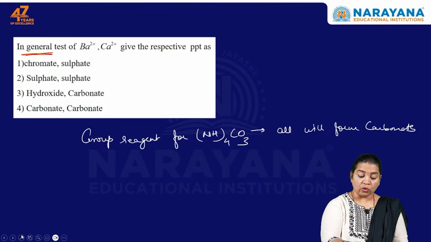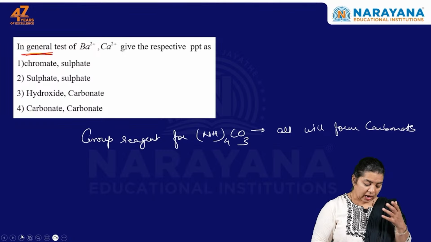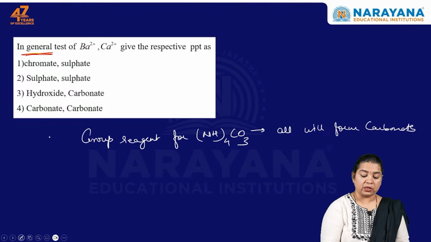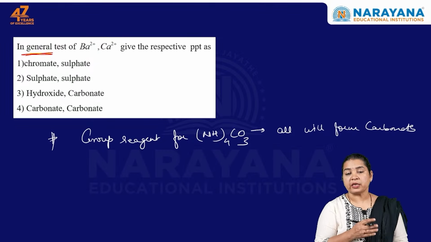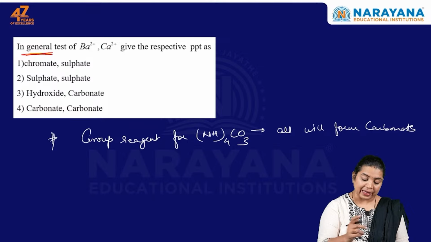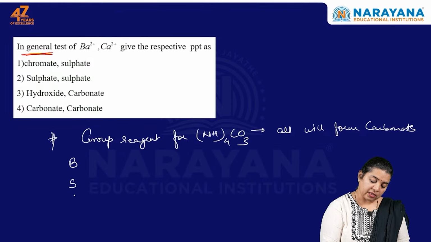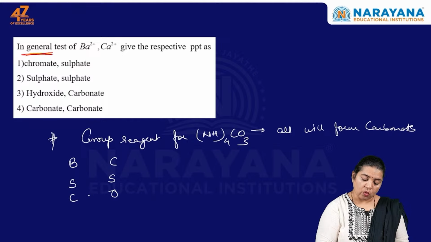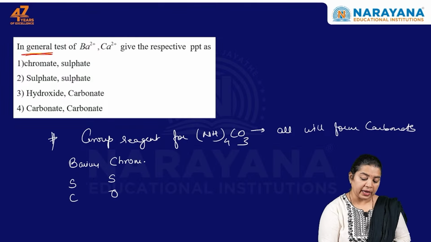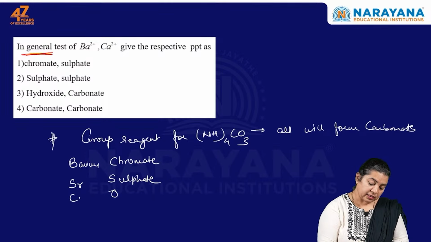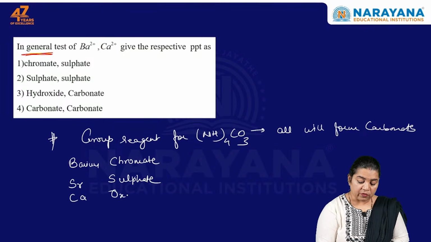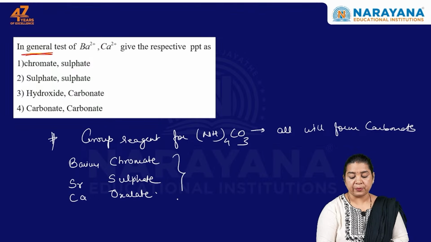But if that is so, these options are not suggesting that this is what is being asked. It is about the specific confirmatory precipitates that we use to confirm barium and calcium. So, BSC CSO, what do I mean? If it is barium, then we confirm it by chromate. If it is strontium, then we confirm it by sulfate. If it is calcium, we confirm it by oxalate, right?